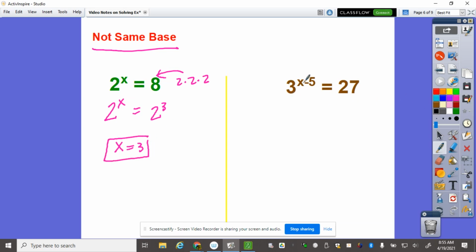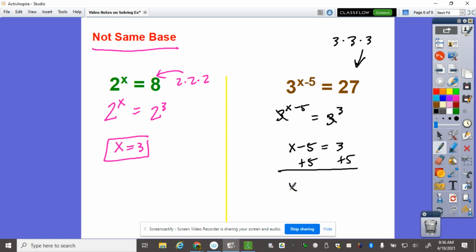Let's go here. 3 to the x minus 5 equals 27. Again, they don't have the same base, but can you make their bases the same? Let's try. We know that 27 is equal to 3 to the third power because 3 times 3 times 3 is equal to 27. And then now we can focus ourselves on the exponents: x minus 5 equals 3, plus 5 here, plus 5 there. So therefore, x equals 8.